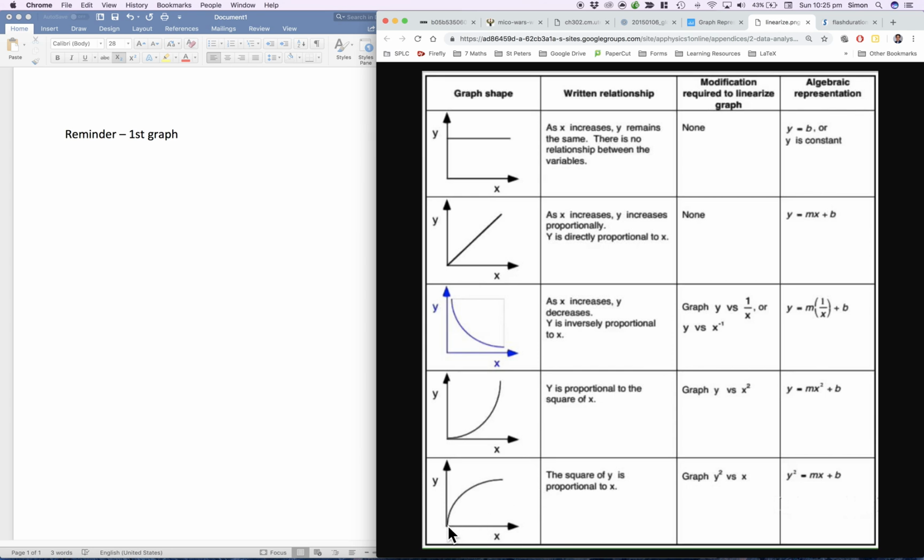And you also got the other ones where it starts off really steep and then it sort of tapers off, all right? So you can see it tapering off, coming to a plateau, things like that. This one here, the square of y, the square of this number is proportional to x. So that's really fancy. Let's just say that it starts off really steep and then sort of tapers off.